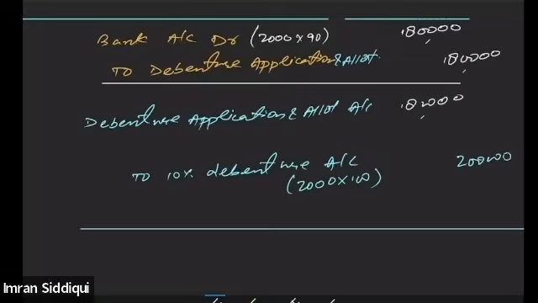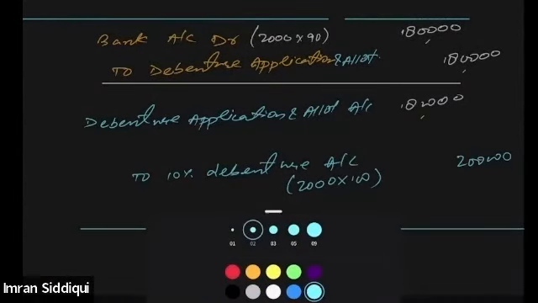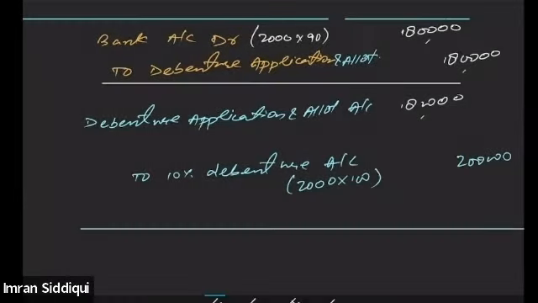All right. Now you are able to see the difference. Debenture application allotment account has been debited by 1,80,000 and debenture account is getting credited by 2 lakhs. So the difference that you are seeing here is considered as the loss on issue of debenture. All right, it is because of the discount given to the debenture. So we'll write this as discount on issue of debenture account debit.